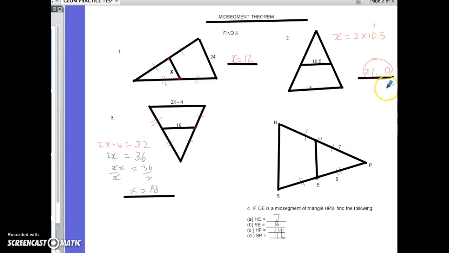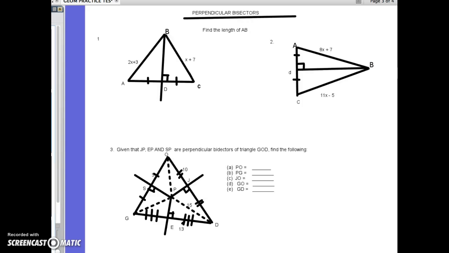So that's so much for the mid segment. And let's go ahead and take a look at our last topic here. This was the perpendicular bisector. It says find the length of AB. Here we have a perpendicular bisector. It's perpendicular to AC and it bisects AC. So this would be a midpoint right here.